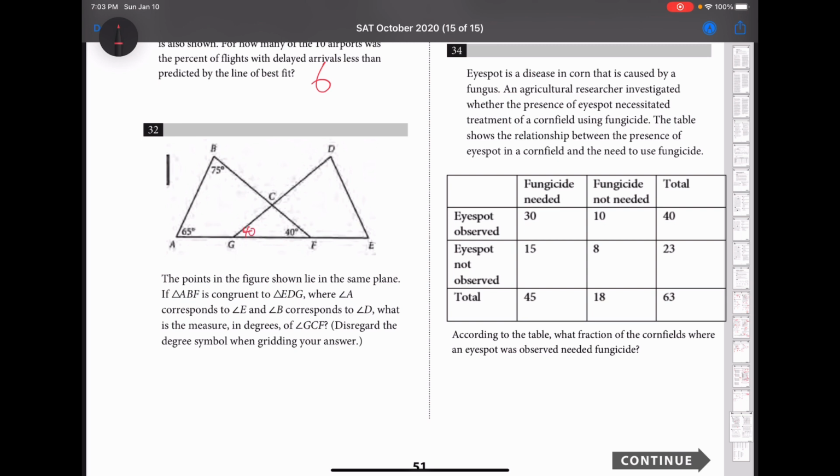So that means this angle is 40, 40, and 40 in this triangle. So that means it's 80, which means that this angle here has to be 100 degrees. So you do 40 plus 100, which is equal to 180 degrees in a triangle. So the answer is 100 for number 32.